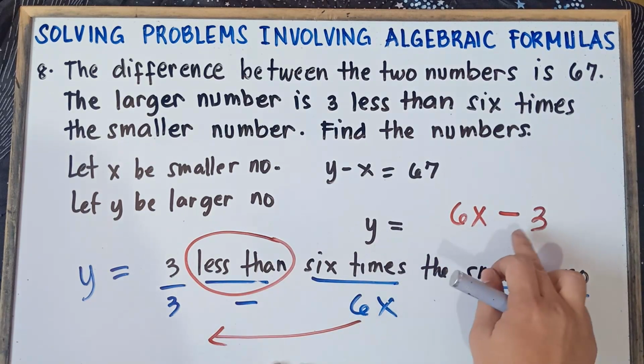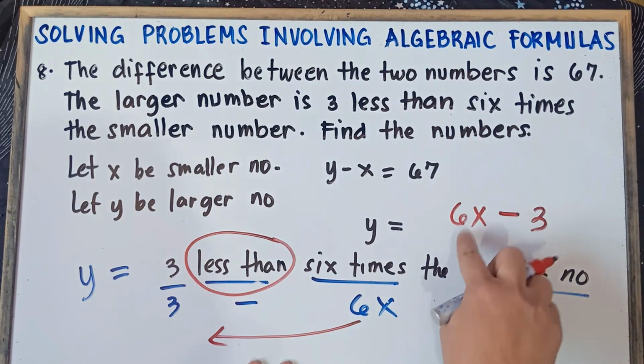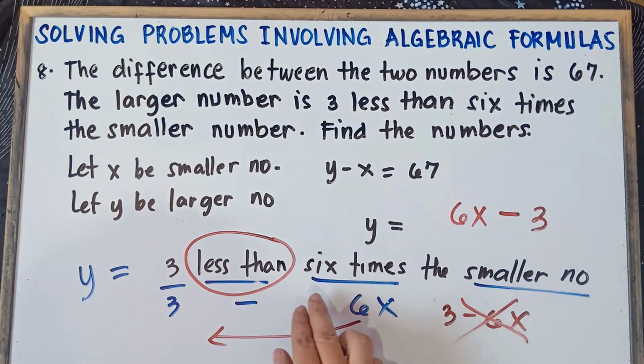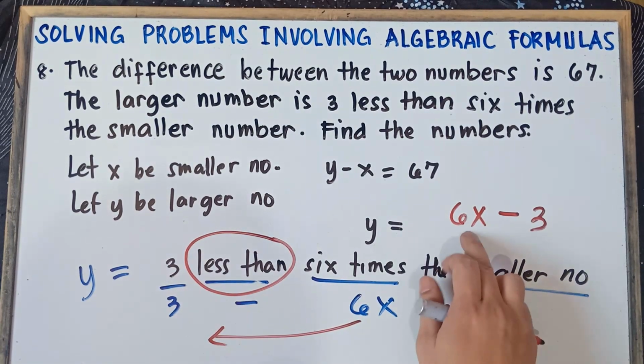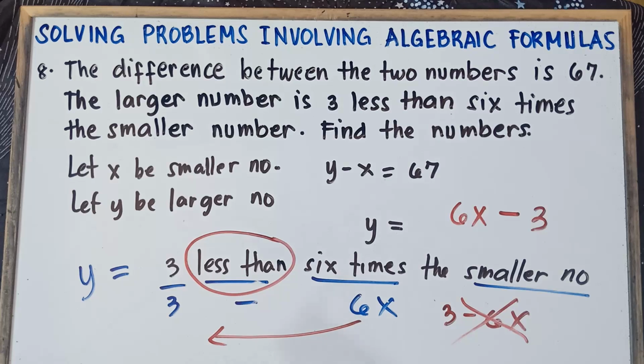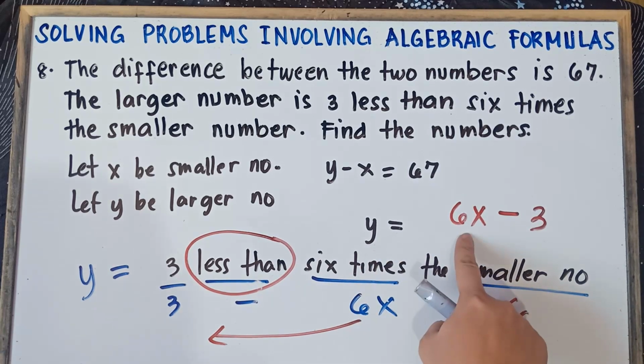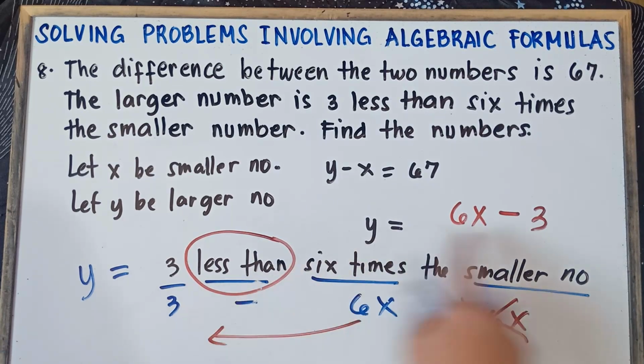It should be 6x minus 3, class, because if you write 3 minus 6x, you will commit a mistake, class, because this is negative 6x. It should be positive 6x. Once again, class, 6 times the smaller number comes first, that would be 6x, copy the minus sign, and then copy 3. That's why, class, be careful, if you have the words more than, less than, you do it in reverse. So y equals 3 less than 6 times the smaller number. It should be y equals 6x minus 3.